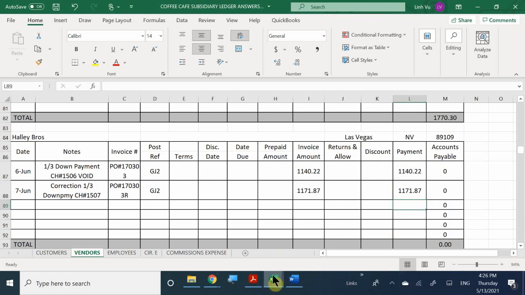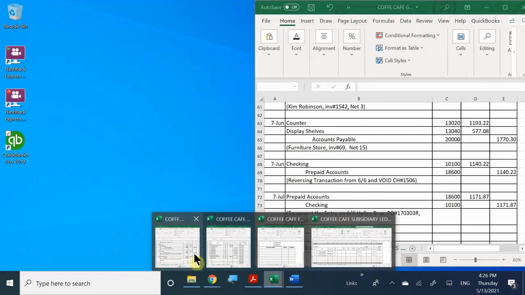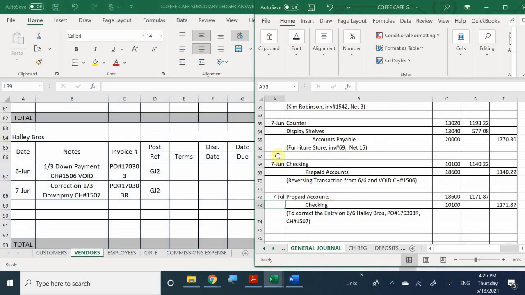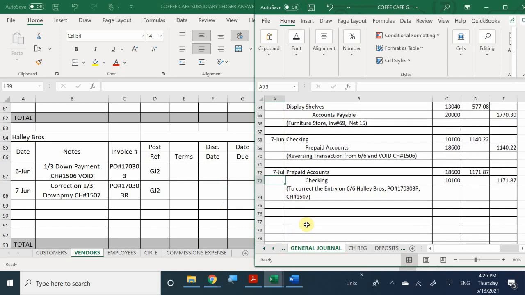We edited our checks. We validated, we did the reverse, and then we re-entered the transaction. We wrote a new check, we revised the purchase order, updated our subsidiary ledger, updated our general ledger. So now we are finally done with this transaction. Any questions?